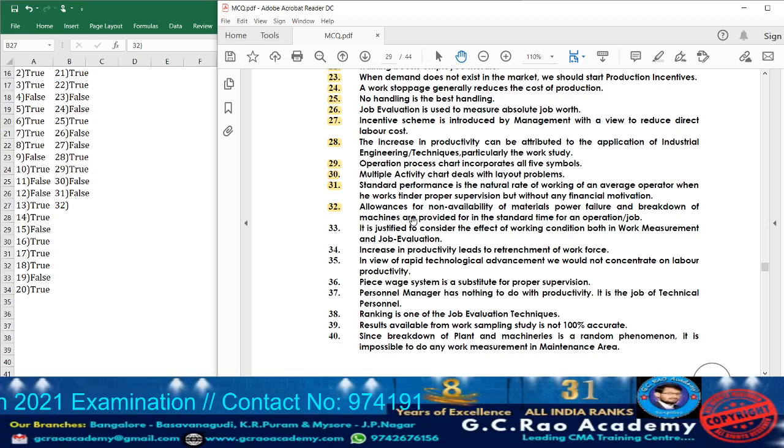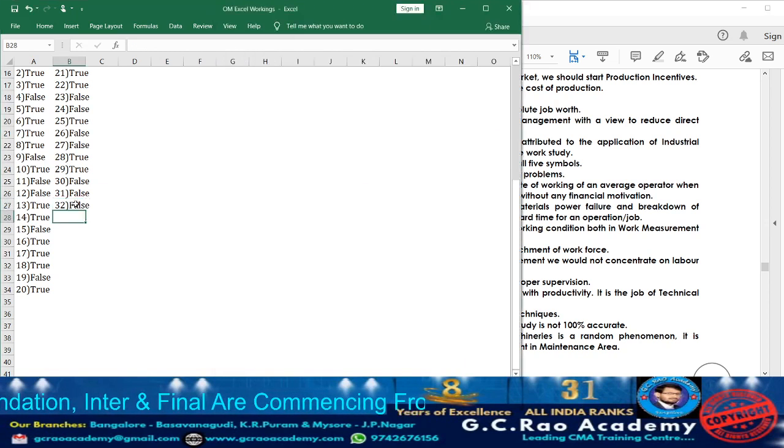What they are telling? Allowances for non-availability of materials, power failure and breakdown of machines are provided for in the standard time of an operation or job. Allowances will be provided when there is non-availability of material, power failure or breakdown of machines in the standard time for an operation or job. Sorry, the statement is false. Again, statement 32, whatever they have given, is false.